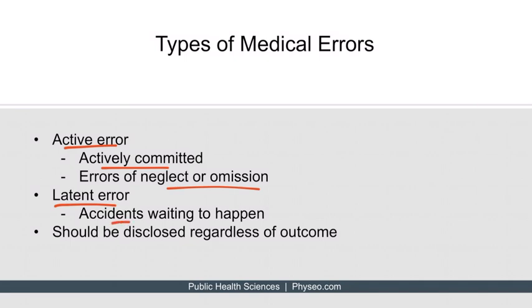Latent errors can be understood as accidents waiting to happen. These are system design flaws that predispose to error. An example of this would be putting 2 emergency drugs right next to each other in similar packaging, making it likely that in an emergency situation, they would be mixed up. It's important to remember that errors should be disclosed to patients, regardless of whether they caused harm or not.